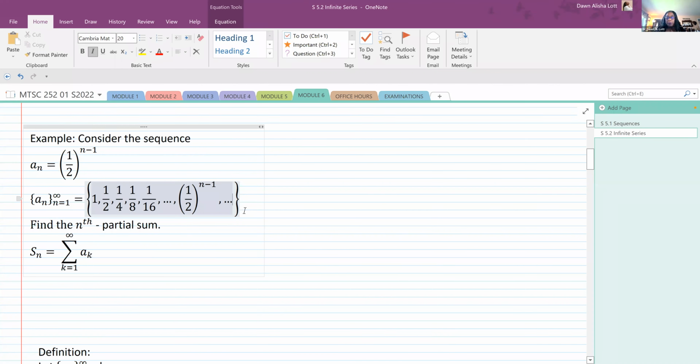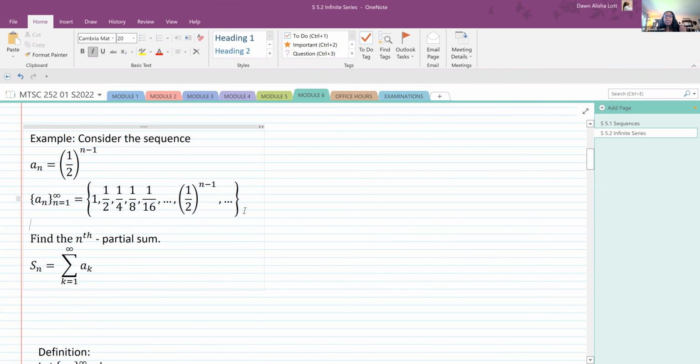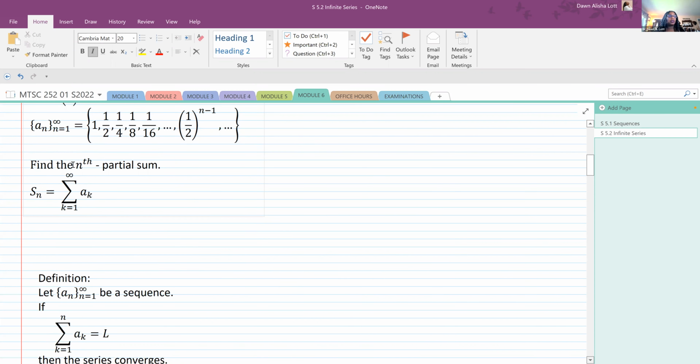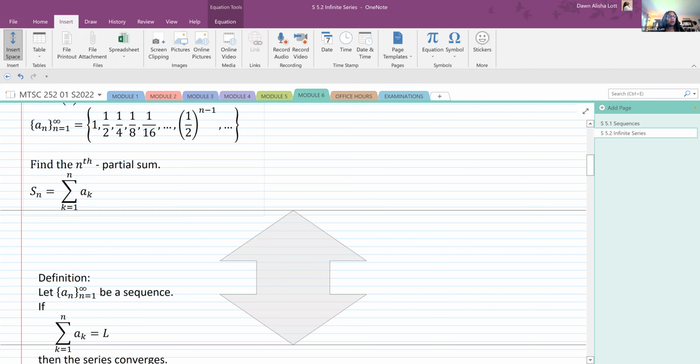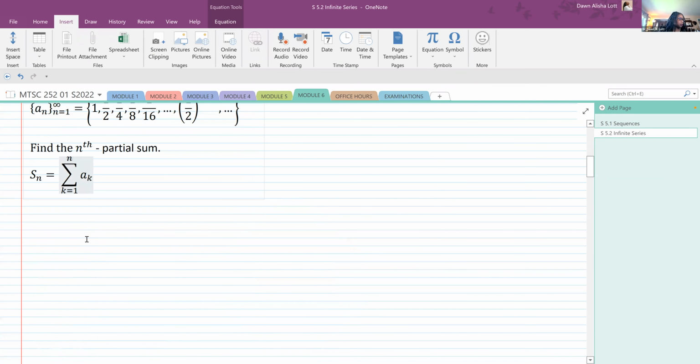What does it mean for us to find the nth partial sum? The nth partial sum says just sum up the first n terms. This is wrong, that should not be infinity, that should be n. So let's see what we get.